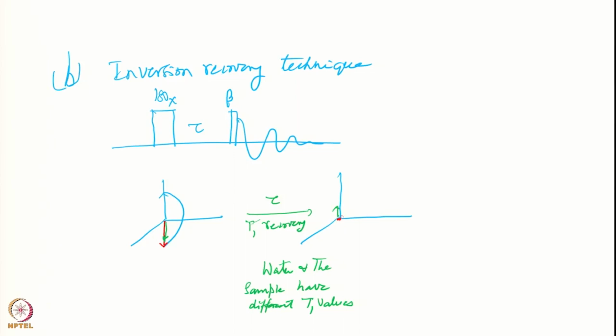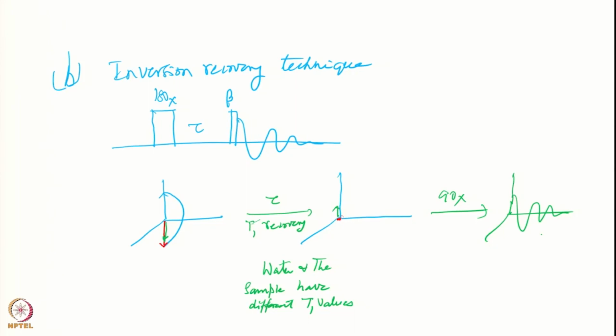Okay. Now, after this, if I apply a 90x pulse, I will not get any signal from the water. Ideally I will get only signal from the sample. However, in practice this does not happen. Some signal will always come because the recovery is not very precise, the adjustment is not so precise. So, this is the strategy.